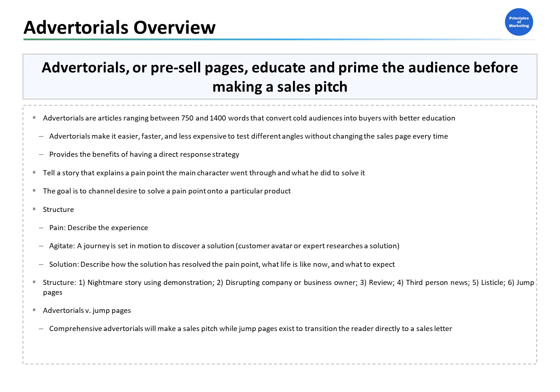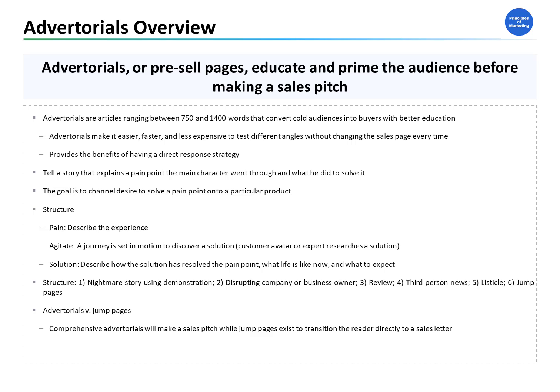to get them to buy. So structures: nightmare story using demonstration. Again, you're telling a nightmare situation where somebody experiences some kind of horrible pain and they're on this journey to solve it. You can also use a disrupting company or business owner model, the review model, a third-person news story, a listicle. You can use all that stuff. We covered those examples in part one of the training.